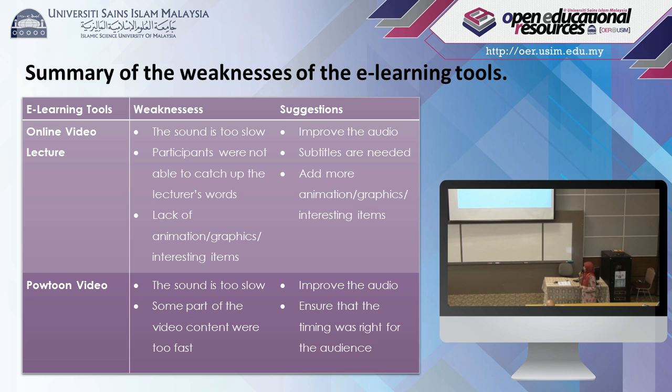And then for the Powtoon video, again, the sound is too slow because what I did was I recorded in my room. So of course, after that, I bought a mic myself. And then some parts of the video content were too fast because when I did that, I didn't really consider the students' ability. Because it depends on me, because I know all the contents, right? So that's why maybe some parts of the video were too fast. Okay.